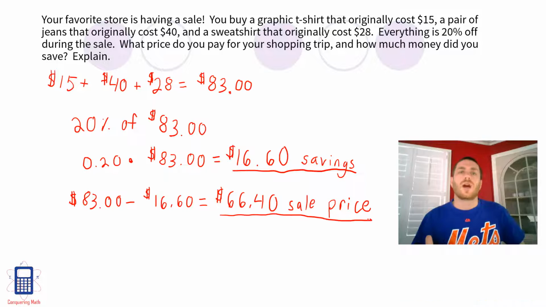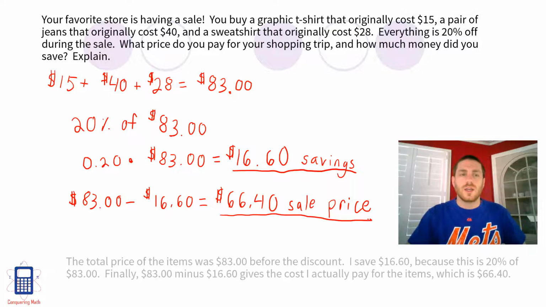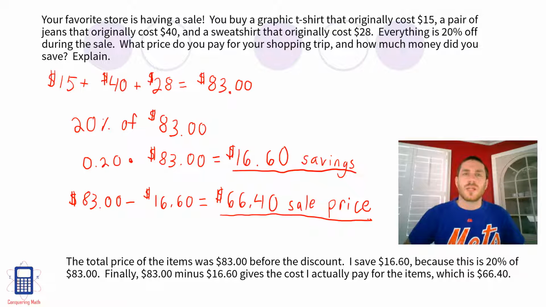Short one today. This was a pretty quick problem, but like I said before, there's lots of ways you could solve this. You could use a proportion, you could use some algebra to write an equation here, or you could break it down in several other different ways, but similar to what I did here. It does say explain, so as usual, we'll throw an explanation in at the end. The total price of the items was $83 before the discount. I saved $16.60 because this is 20% of the original $83. And finally, $83 minus $16.60 gives the cost that I actually pay for the items, which is $66.40.